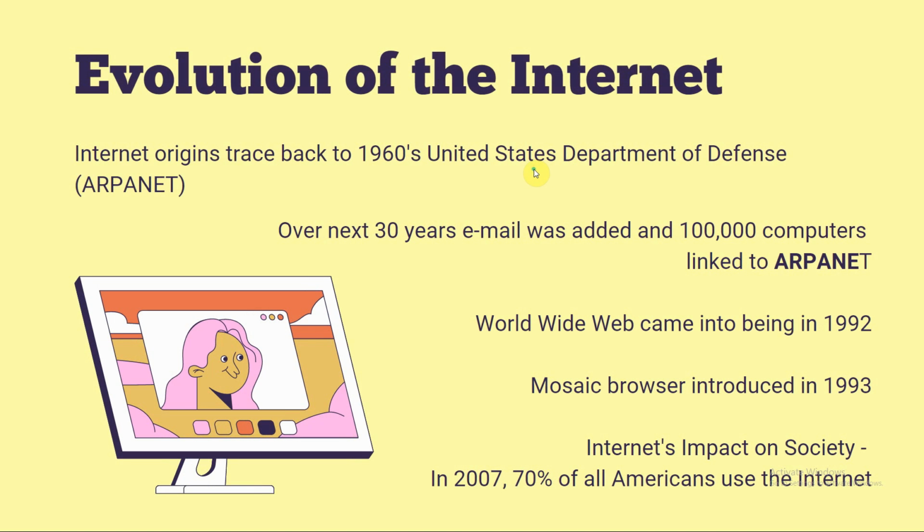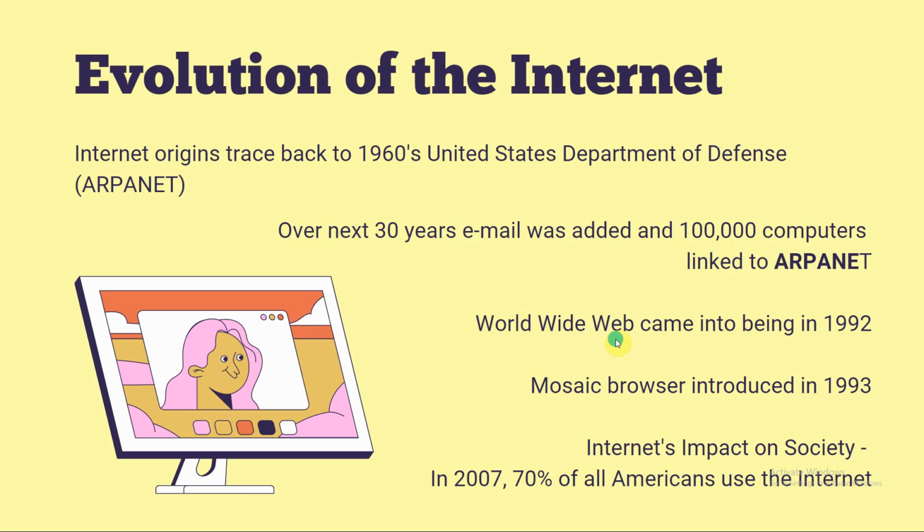And we start with the evolution of the internet. Again, as mentioned earlier, it began with the simple development of a computer network. It can be traced back to the 1960s by the US Department of Defense, using ARPANET as the first version or the core version of the internet, the computer network that was developed. And over the next 30 years, email functionality was added, and up to 100,000 computers were linked to this ARPANET as the core network.